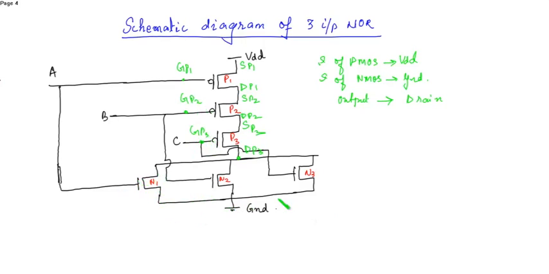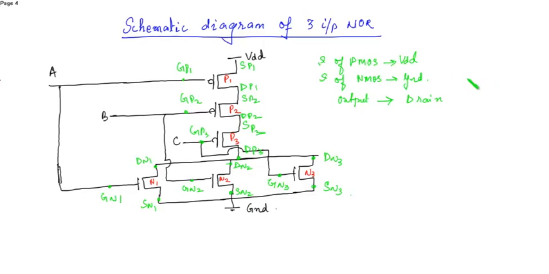Now labeling the NMOS will be very easy. This is gate of N1, gate of N2, and gate of N3. Output is obtained at the drain. So this is drain of N1. This is drain of N2. This is drain of N3. This is source of N1. This is source of N2. And this is source of N3. We know the sources of NMOS are connected to ground.